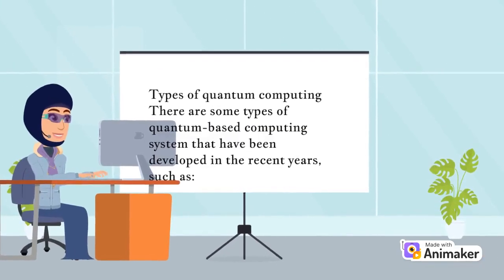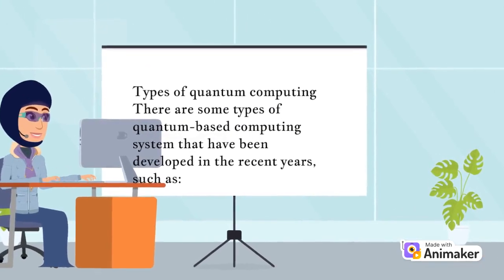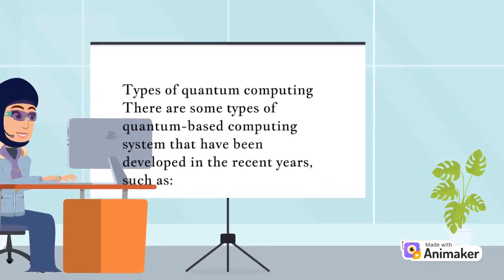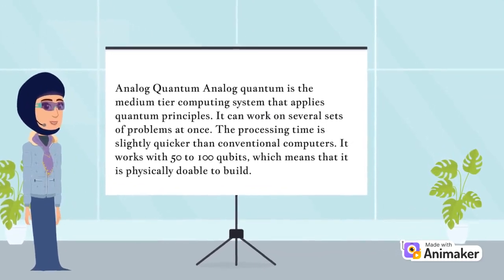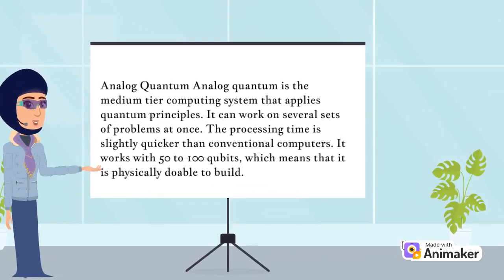Types of quantum computing. There are some types of quantum-based computing systems that have been developed in recent years, such as analog quantum. Analog quantum is the medium-tier computing system that applies quantum principles. It can work on several sets of problems at once. The processing time is slightly quicker than conventional computers. It works with 50 to 100 qubits, which means that it is physically doable to build.